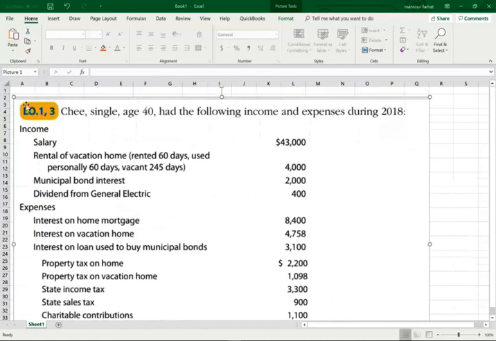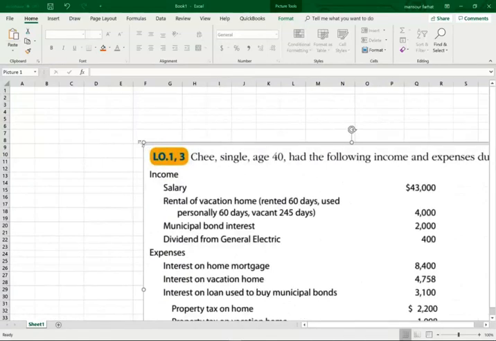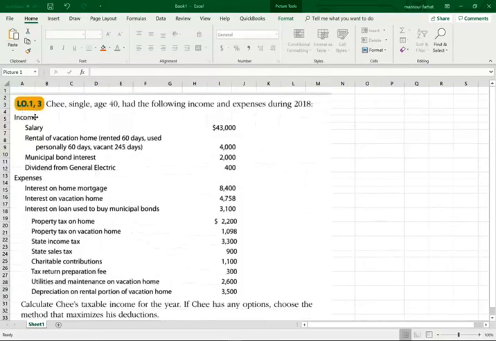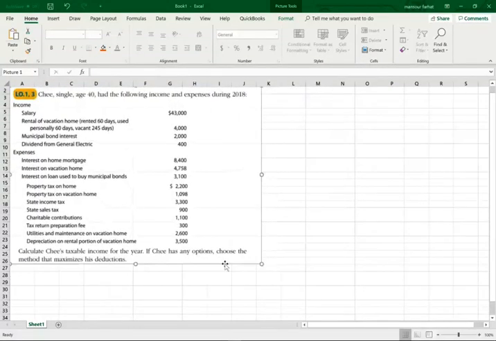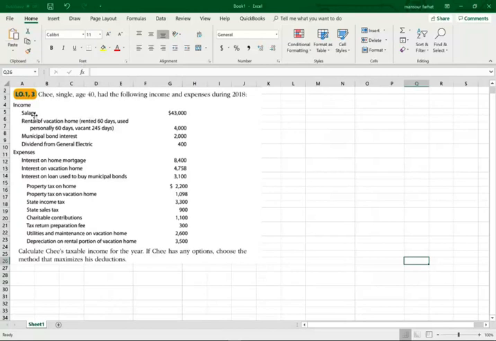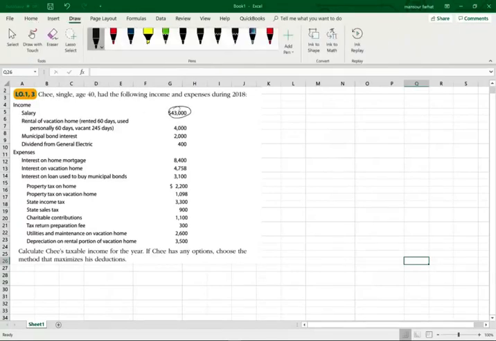So that's the individual. She is single, 40 years old, and she has the following income. We're going to go through it step by step, starting with salary. Is salary taxable? Of course, salary is taxable. Let's start with that. So we have salary, and salary equals 43,000. So let's first count all the income.